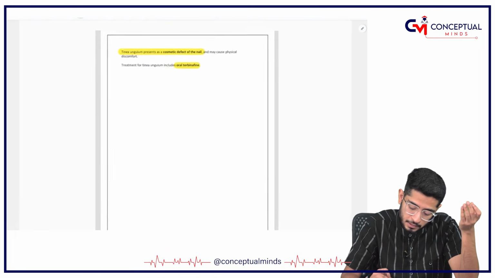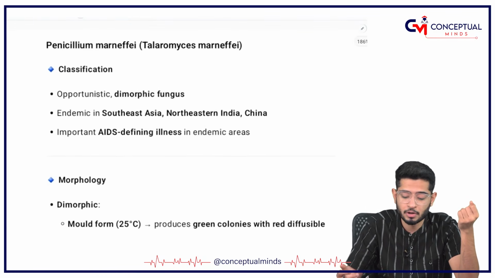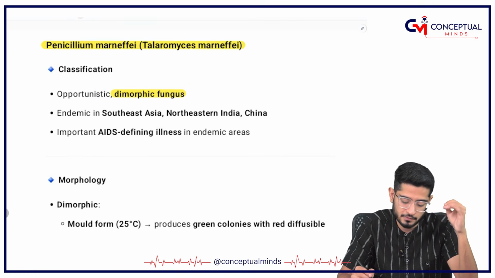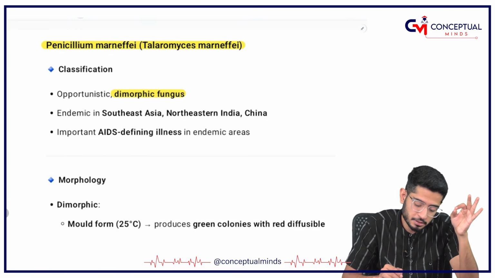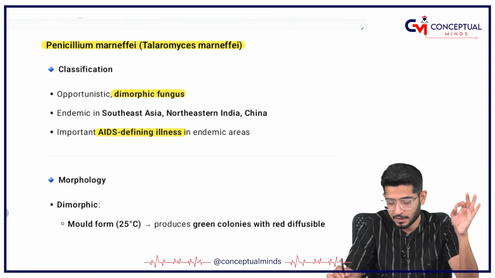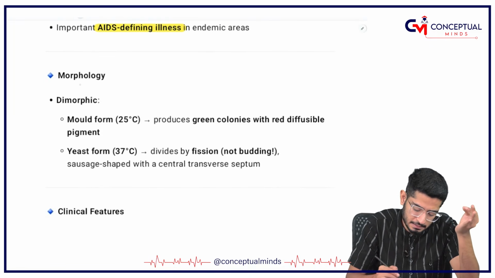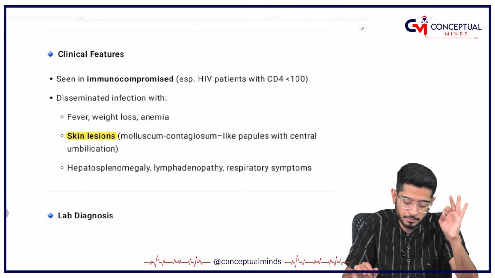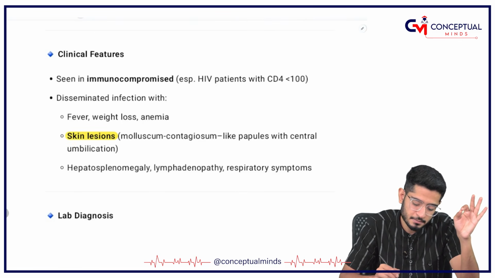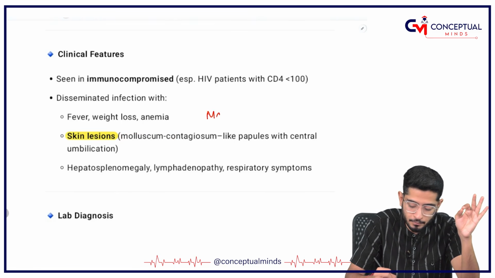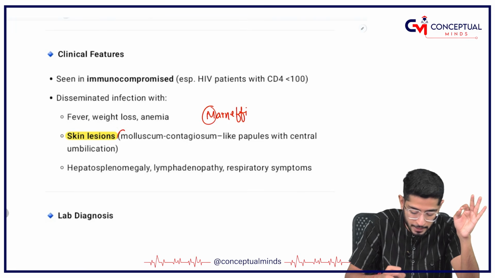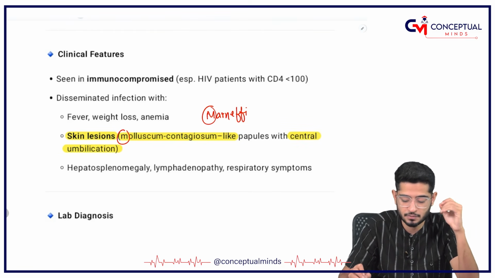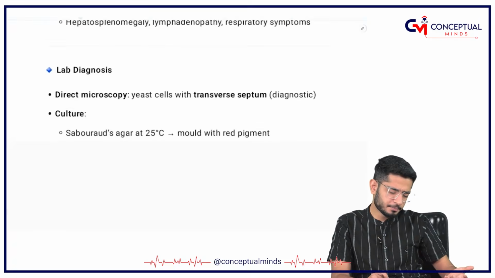Coming on to the next part of this video, this is the Penicillium marneffei, or also called Talaromyces marneffei. So Penicillium we have discussed, it's also a dimorphic fungus, right? Penicillium marneffei is important because it is an AIDS defining illness. It is a dimorphic fungus. I have told you what are the clinical features. Remember, the most important is the skin lesion which is going to happen. So M for M. So skin lesion is molluscum contagiosum like, with the central umbilication. Rest, all of them are not very important, so I will skip it.